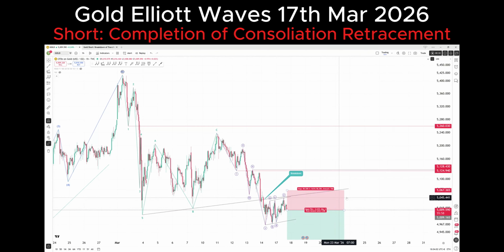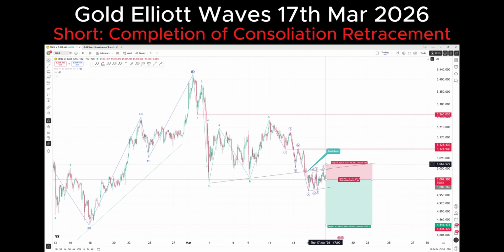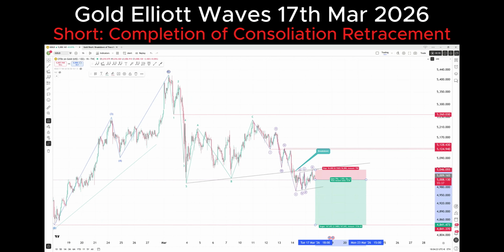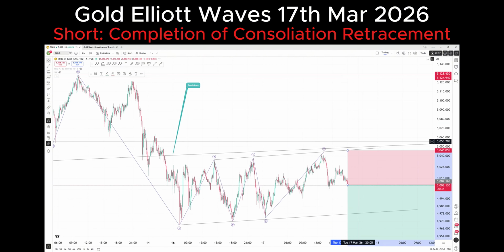Over here, then, how do you trade this? Of course, if you are a more conservative trader, you want to allow for a little bit more volatility. You can put your stop here, which is 5,046. For those more aggressive traders, who can take more risk and actively monitor your trade, you can put it here, which is 5,030.